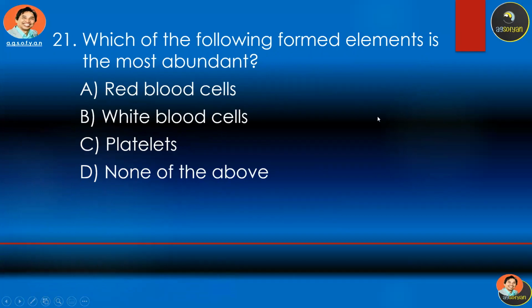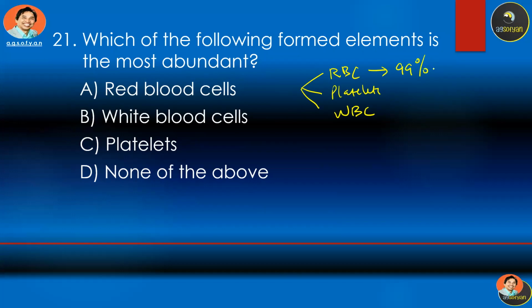Which of the following form elements is the most abundant? A, B, C, or D? Okay, remember form elements, there are 3 of them: red blood cells, platelets, and white blood cells. 99% of our form elements are red blood cells. Okay, the rest will be platelets and white blood cells. And white blood cells are actually less than 1%, very low in concentration. So the answer will be red blood cell.